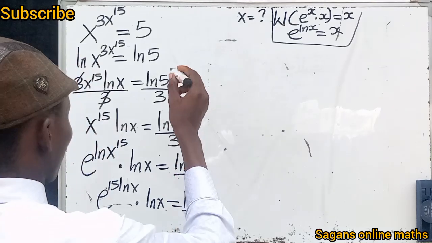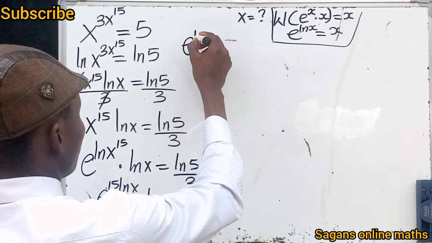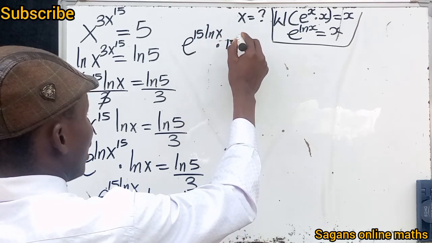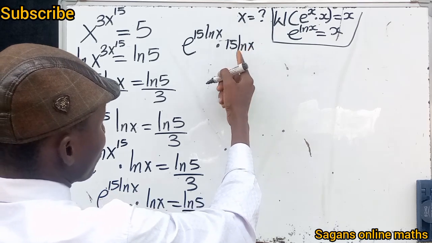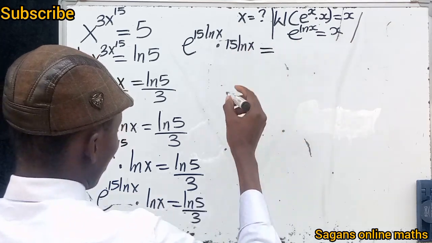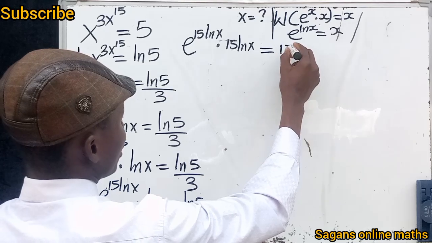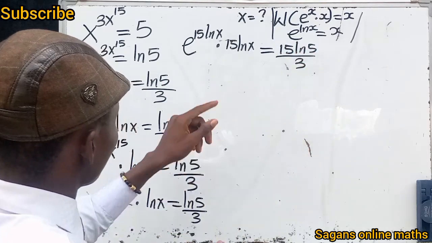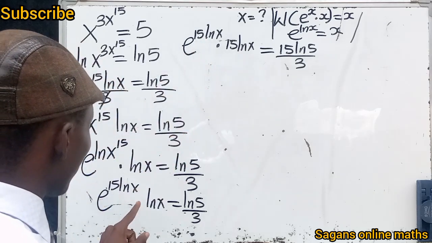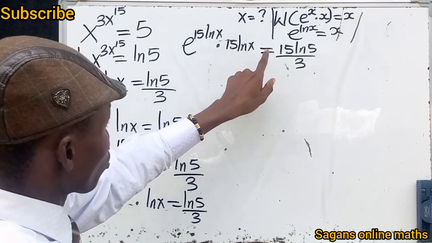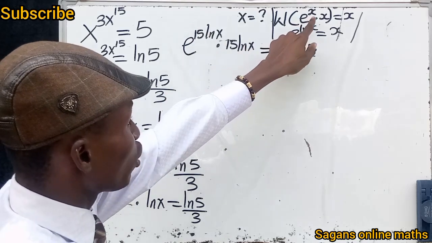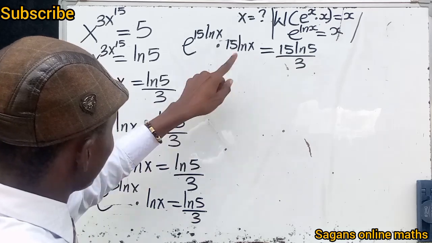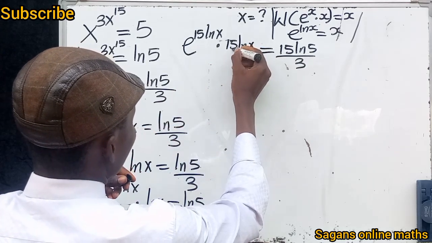So if I do that, look at what I'm going to have: e raised to the power of 15 ln s, then multiplied by 15 ln s, because I multiply here by 15, equals 15 ln of 5 divided by 3. Since I'm having 15 here, I multiply 15 here also, so that it can be equal, so that I can have this format when we are working with the Lambert W function. Now you can see that this, this and this, they are the same, right?